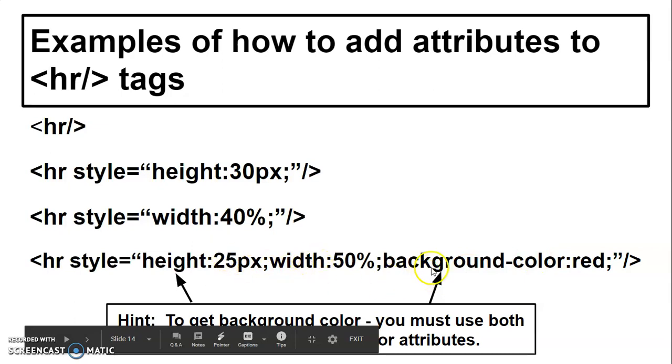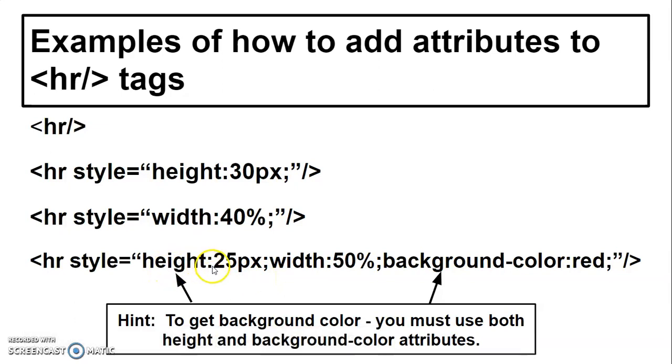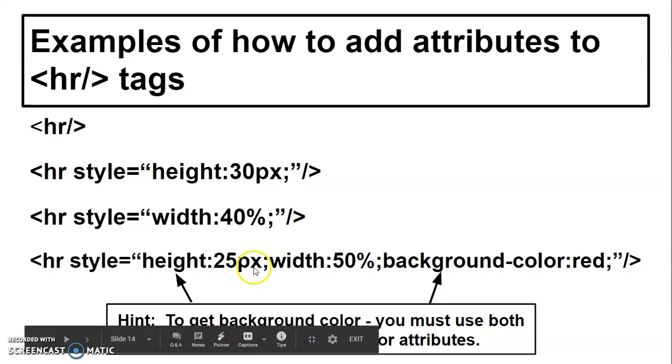Now I put all 3 in, but the background color has to be done with height in order to get your color. All right, you can't just do background color. But notice what I did. I put style equals and I put one set of quotes and I put all 3 of them in here. But I did the same. Look, height, colon, well, I put 25 px's, right? And then semi. Then width, colon, 50%, semi. Background dash color, colon, red, semi. So the pattern is the same. Don't forget, background is one word.